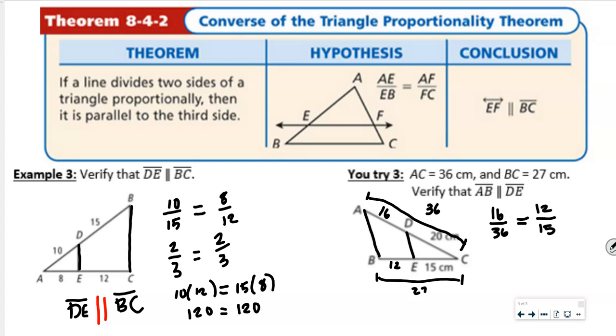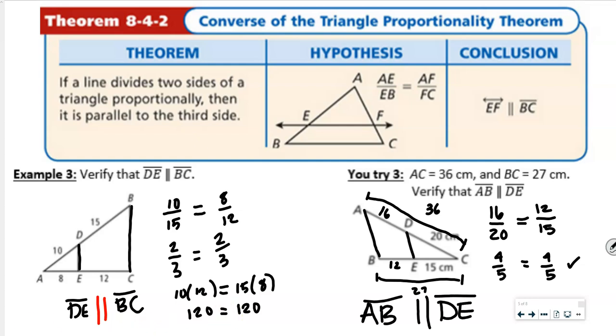So, 16 over 30, no, why did I do 16 over 36? Whoop, yep, okay, there we go. 16 over 20, right, y'all? 16 over 20, okay. So 4 goes into both of those, so that's 4/5. And 3 goes into both of those, so that's also 4/5. Yep, so it does check out. So we can say that AB is indeed parallel with DE here, because the ratios are the same.